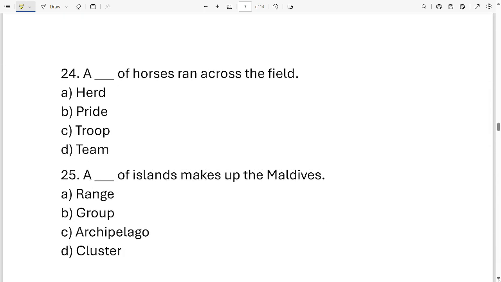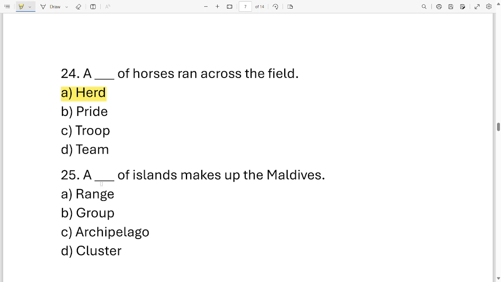Okay, next one. The dash of horses ran across the field. Which word should come in this blank? Herd, pride, troop, team. Which one is the correct option? A, B, C, D. The correct option is option A. A herd of horses ran across the field.